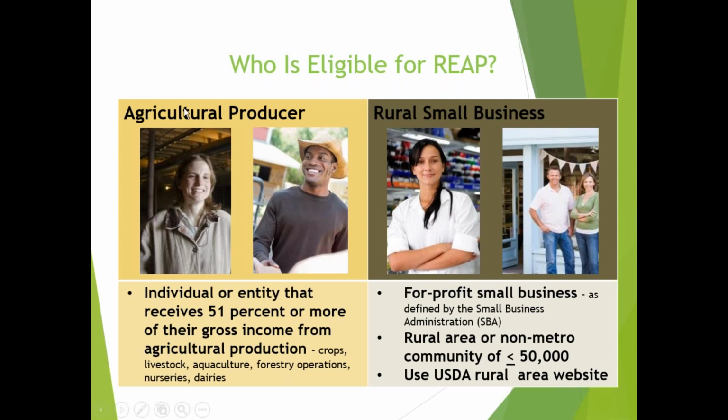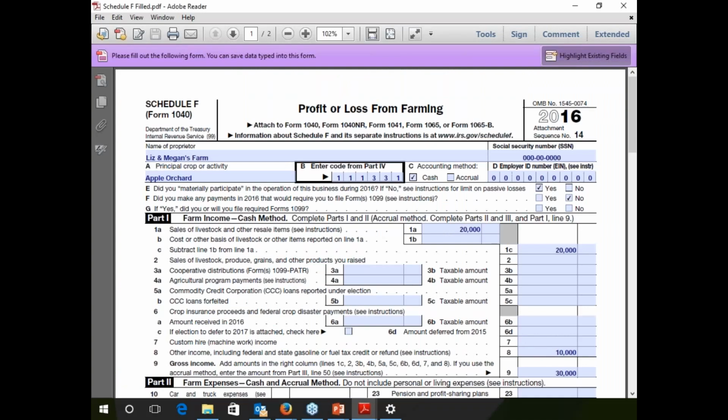And I will actually, let's see, I want to get up an example. So when we work with farms, we oftentimes see they have a Schedule F. Not all farms fill out a Schedule F. Sometimes if they're more of a small business, they might not fill it out.